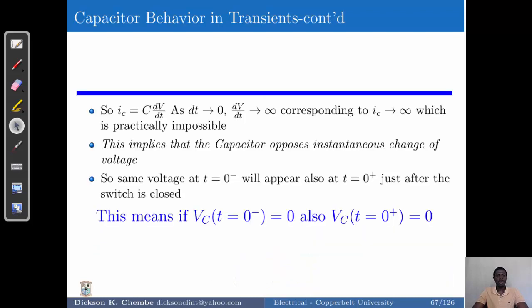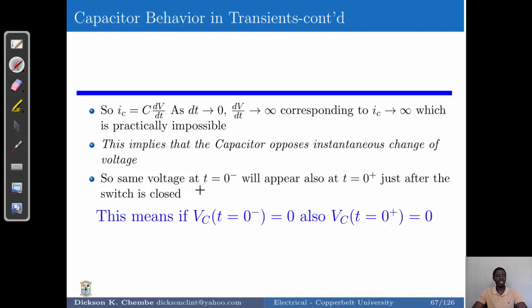voltage. Further on, if we look at the circuit, you notice that the current through the capacitor is equal to the capacitance multiplied by the rate of change of voltage. As the rate of change of time tends to 0, the rate of change of voltage tends to infinity, corresponding to the current through the capacitor tending to infinity, which is not possible. And this implies that a capacitor opposes instantaneous change of voltage.